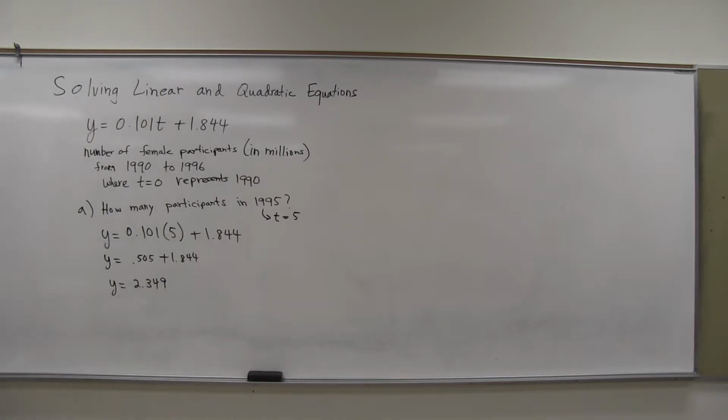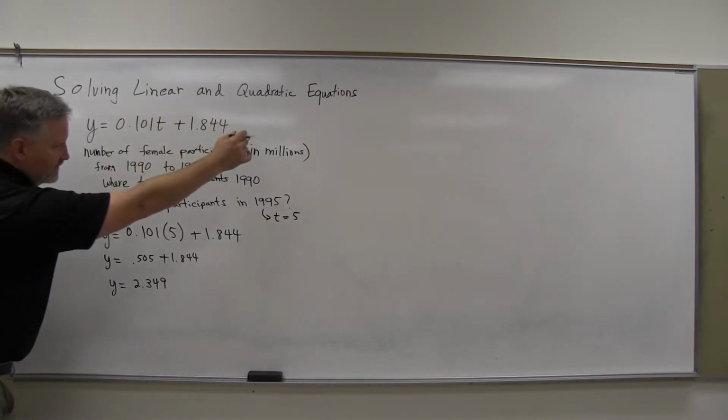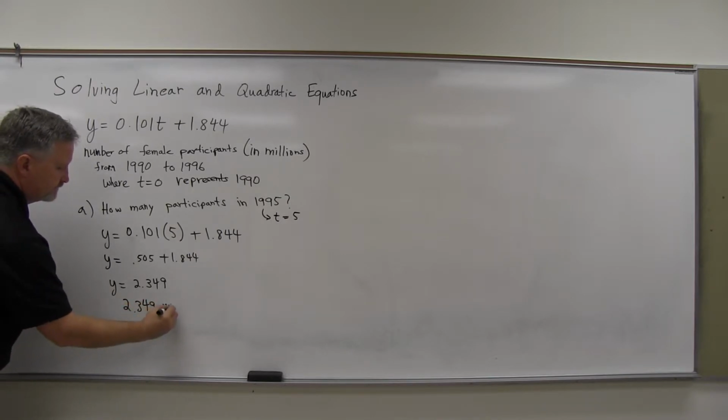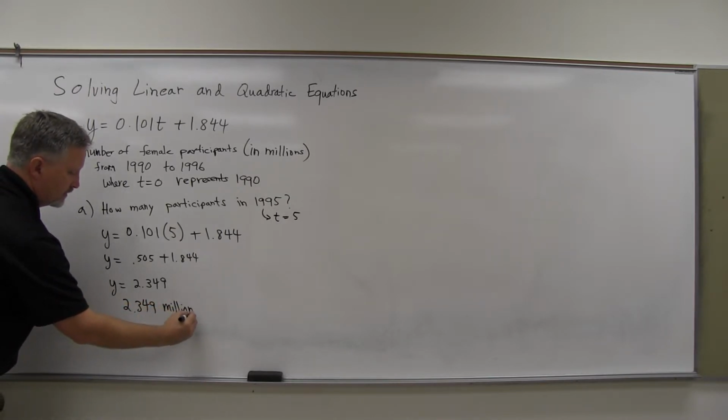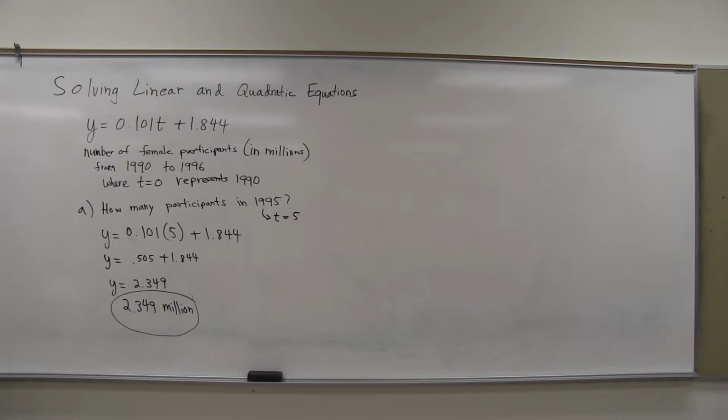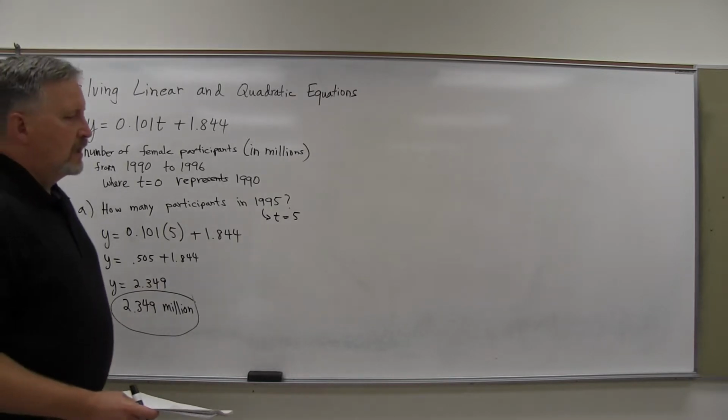Checking on that. All right. The answer is not 2.349, is it? No. Like I said, the y is in millions, so it's 2.349 million participants is what the model tells me were in 1995. Right? Okay.